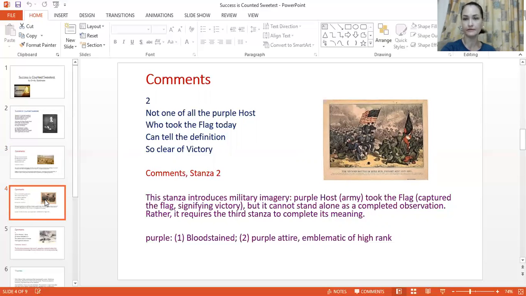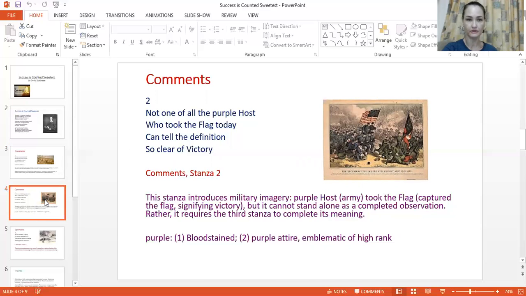A purple host is a metaphor. A purple host is the victorious army, the winning army. Look, the color purple in the 19th century was associated with basically royalty and with blood. Yes? So the purple host is the army. Why do we know that the army is the winning, the victorious one? Because they took the flag today. Yeah? And in a battle, the army that takes the flag is considered the winner.